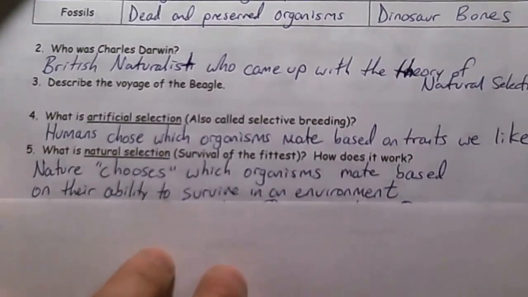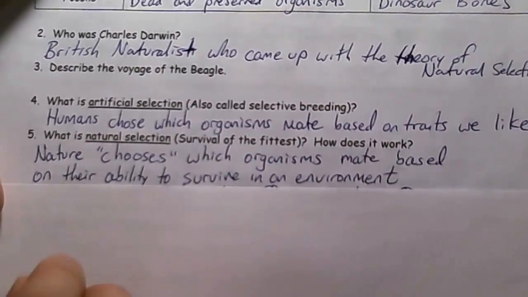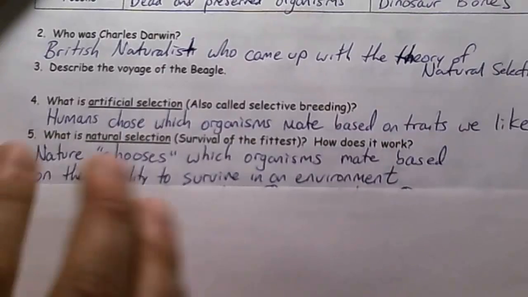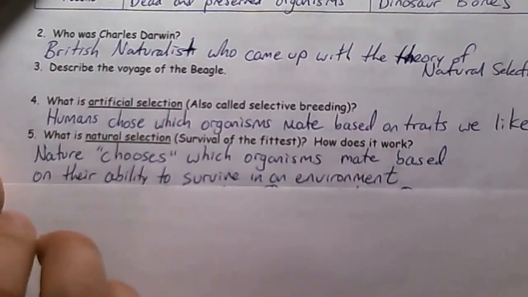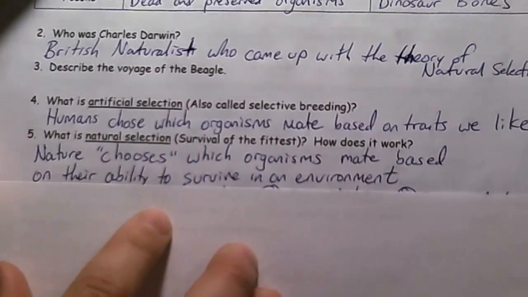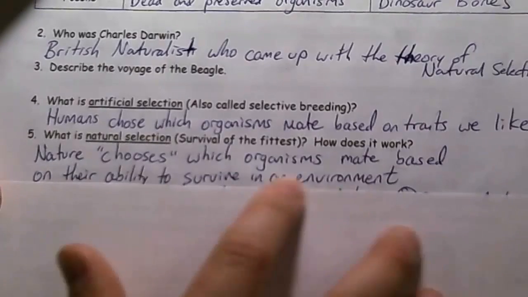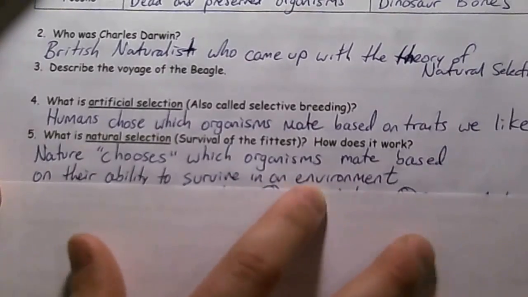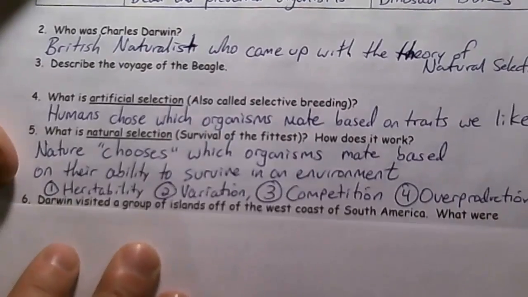So it's not like Mother Nature has a brain. It doesn't say, hey, I only like the ones with the blue eyes, or hey, I only like the ones with the dark skin, or hey, I only like the ones with this or that. It's all based on survival. If you can survive in an environment, then an organism will be more likely to pass along their genes.